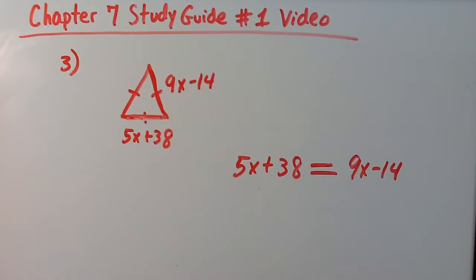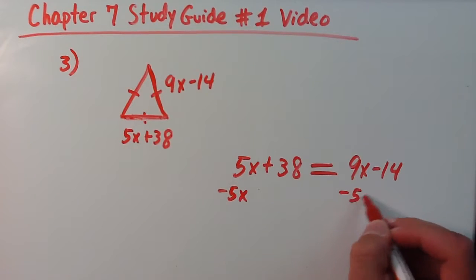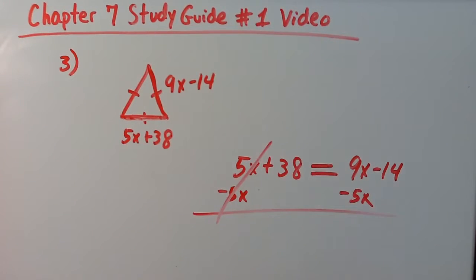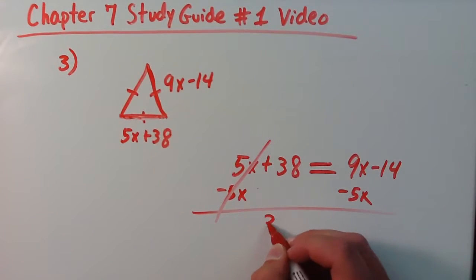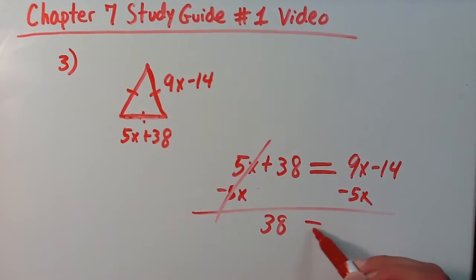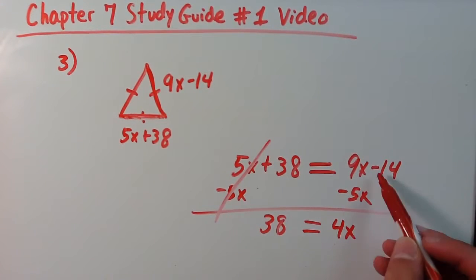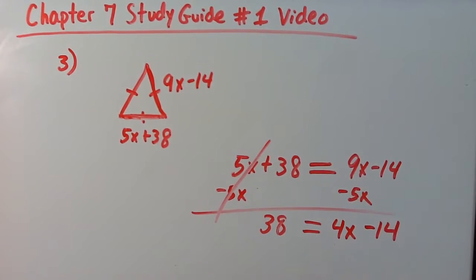Now I simply just solve the equation for x, right? I see no parentheses, so I don't have to distribute. I see no like terms. Now I need to get the variable on one side. Let's get it on the right side so that it remains positive. So I do that by subtracting 5x. So on the left side, I'm left with 38. I bring that straight down, bring the equal sign straight down. 9x minus 5x is 4x. You still have minus 14.